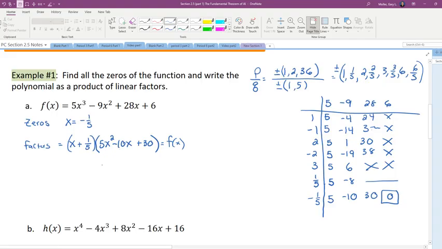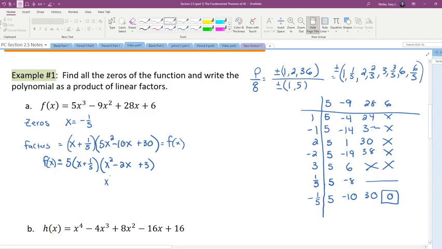I can definitely pull a 5 out of this, so I'm going to write f of x over here. I'm going to pull the 5 out. I've got the x plus 1/5, and that's going to give me x squared minus 2x plus 3. And looking for factors of 3 that add to be 2, that does not seem possible. So as I go to find the rest of my zeros, I'm not going to be able to factor this one. So I'm going to use completing the square.